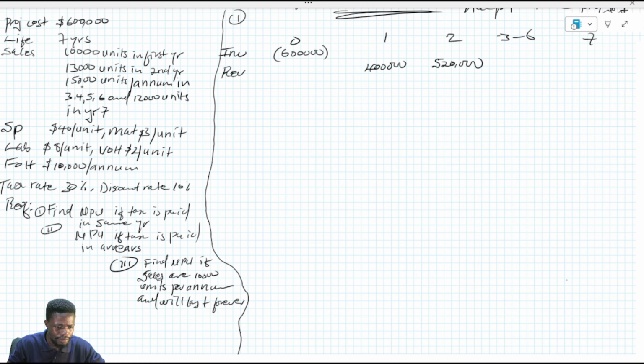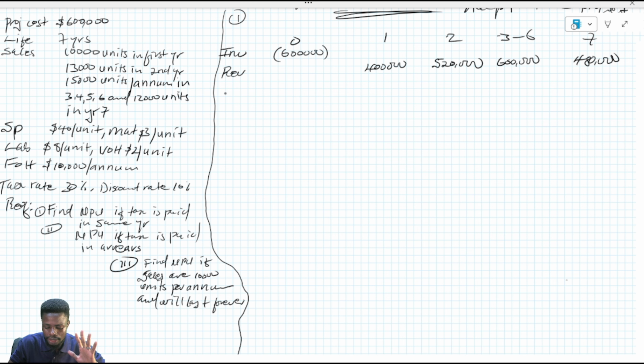So year three to year six, we are saying 15,000 units were sold, at $40. So when you do sales of 15,000 units at 40, you get 600,000. Then you go to year seven. Year seven, 12,000 units at 40. What will you get? Let's say 480,000. So this is how you have it.